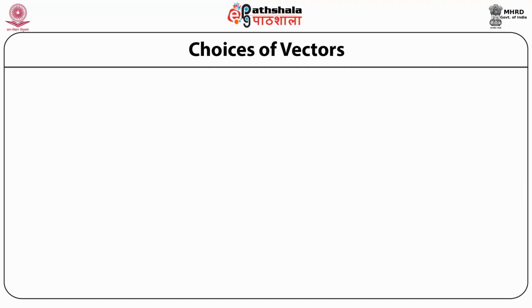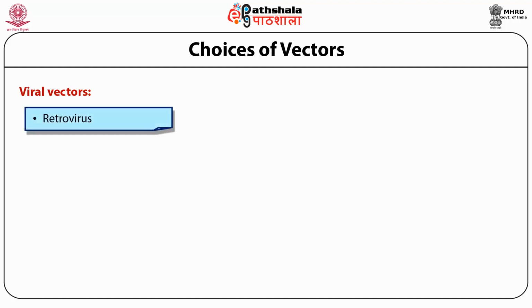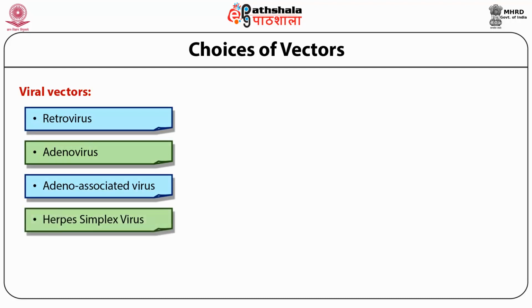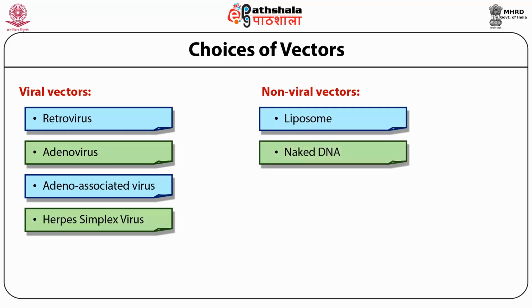So what are the choices of vectors? There are different kinds of vectors being used for gene therapy. Some of them are viral vectors and some are non-viral vectors. I will first talk about the viral vectors, of which there are 4 types. These are retrovirus, adenovirus, adeno-associated virus and herpes simplex virus. These are the 4 types of virus being utilized in gene therapy. And then there are 2 types of non-viral vectors. These are liposomes and naked DNA, which you may also call plasmid.